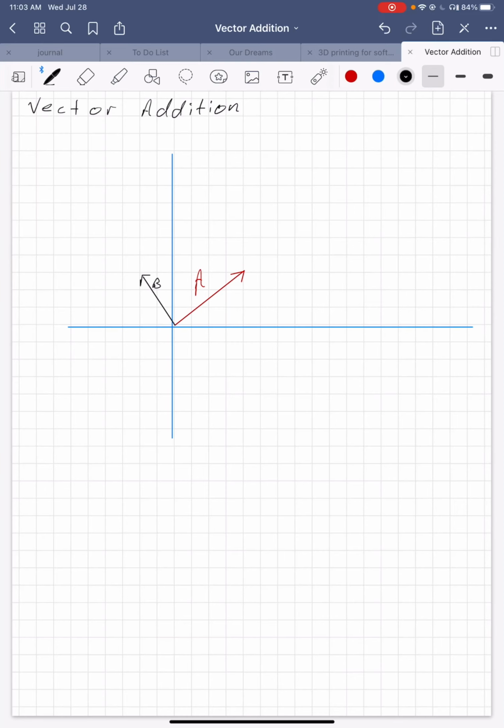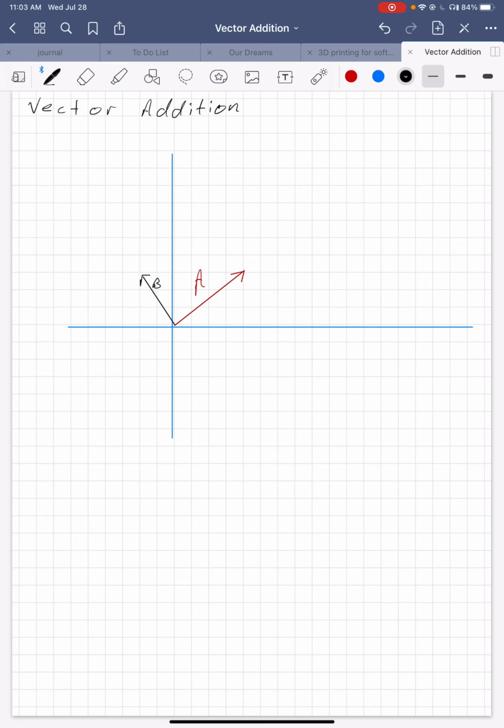All right, everybody, today I want to talk about vector addition. As we learned in chapter 1, vectors are quantities that have magnitude and direction, like force or velocity or acceleration or displacement. And when we add them together, we need to consider not only their magnitude, but also the direction and how they combine.